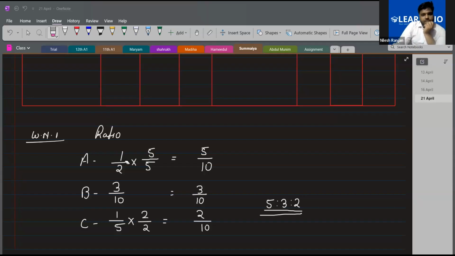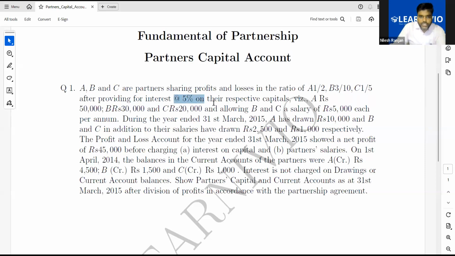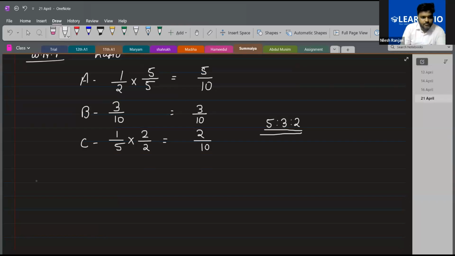Okay. So this is our first thing, ratio, 5:3:2. Now the second part, where we have to calculate interest. So working note number 2. Interest on capital.